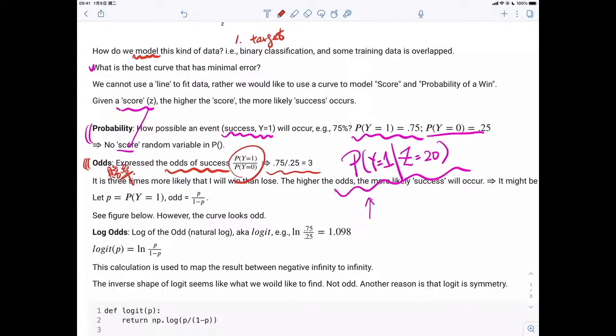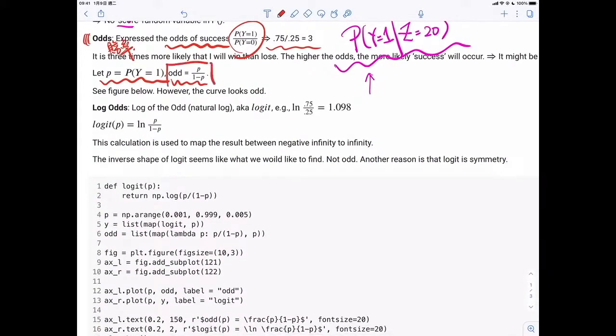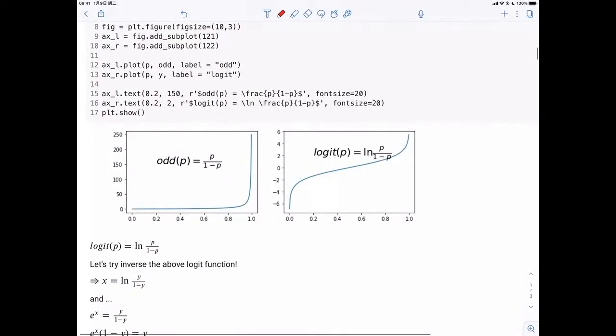So if we define the probability of winning as P, small p, so P(Y=1), then the odds is P divided by 1 minus P. How about if we draw this figure? It looks like this. That is P, and that is the odds. That looks quite weird: the more chance you win, the more odds you get. However, the curve is too sharp, too steep.